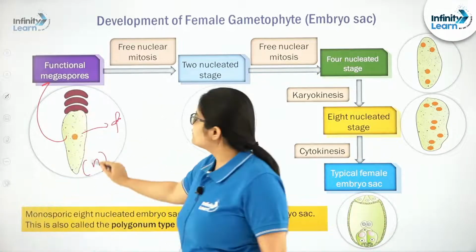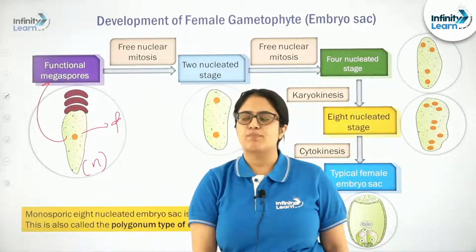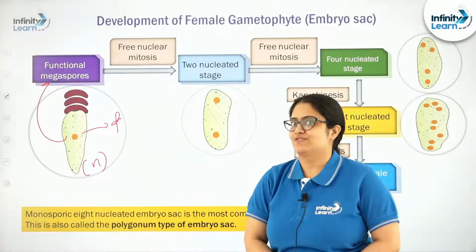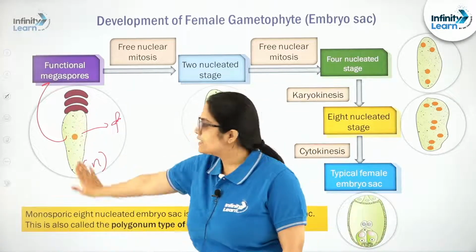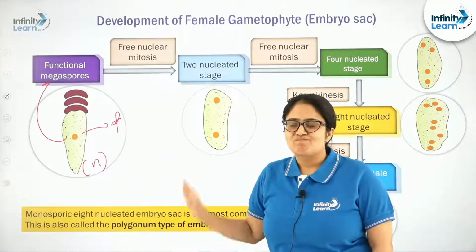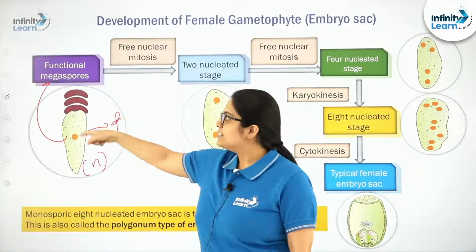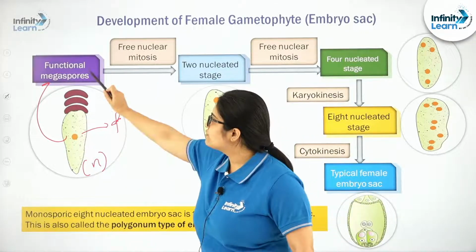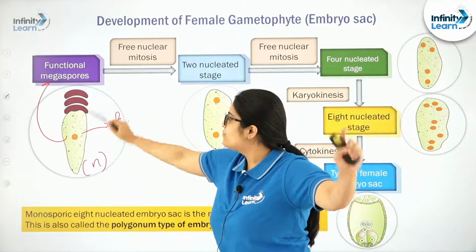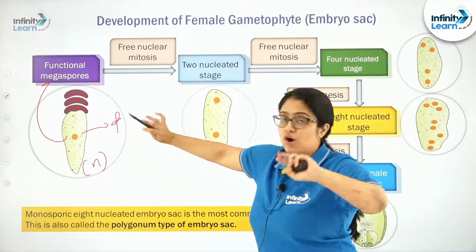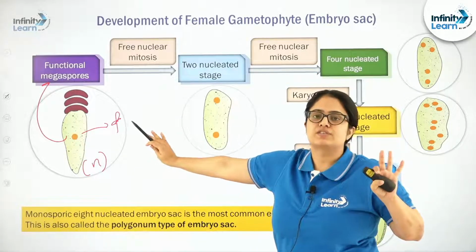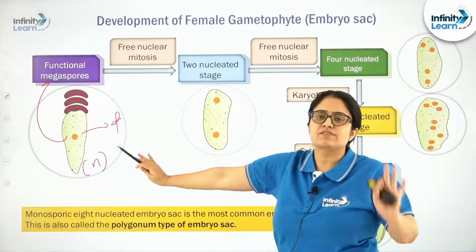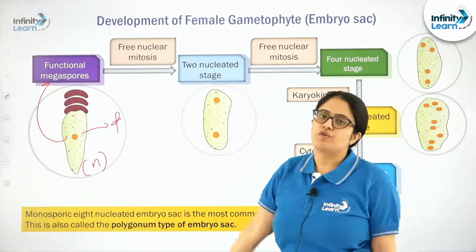So, see here, students, this functional megaspore, which is haploid in nature, will undergo what? It will undergo mitosis. Please remember, this is the single functional megaspore, haploid, right? This will undergo 3 sequential mitotic divisions. So, this is the nucleus of the single haploid functional megaspore. Remember, all these 3 sequential mitotic divisions will be strictly free nuclear, right? Only karyokinesis will take place, and after 3 sequential mitotic divisions, they will be followed by cytokinesis, right?